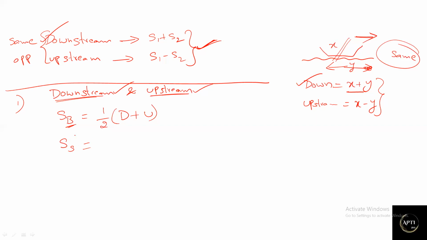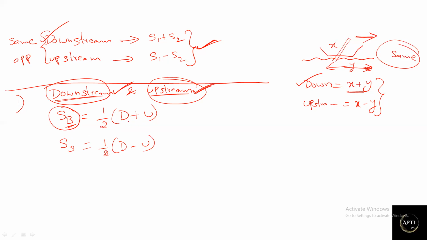Okay, now speed of stream can be calculated by half into downstream minus upstream. This is the direct formula we can use when downstream and upstream are given in the question. Okay, the conditions applied. When they give downstream and upstream in the question, and ask you to calculate speed of boat in still water, the formula is half into downstream plus upstream.